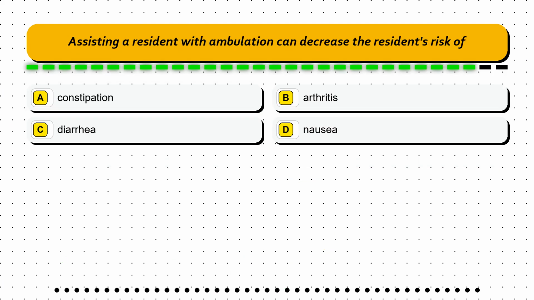Question 12. Assisting a resident with ambulation can decrease the resident's risk of: Option A. Constipation. Option B. Arthritis. Option C. Diarrhea. Option D. Nausea.